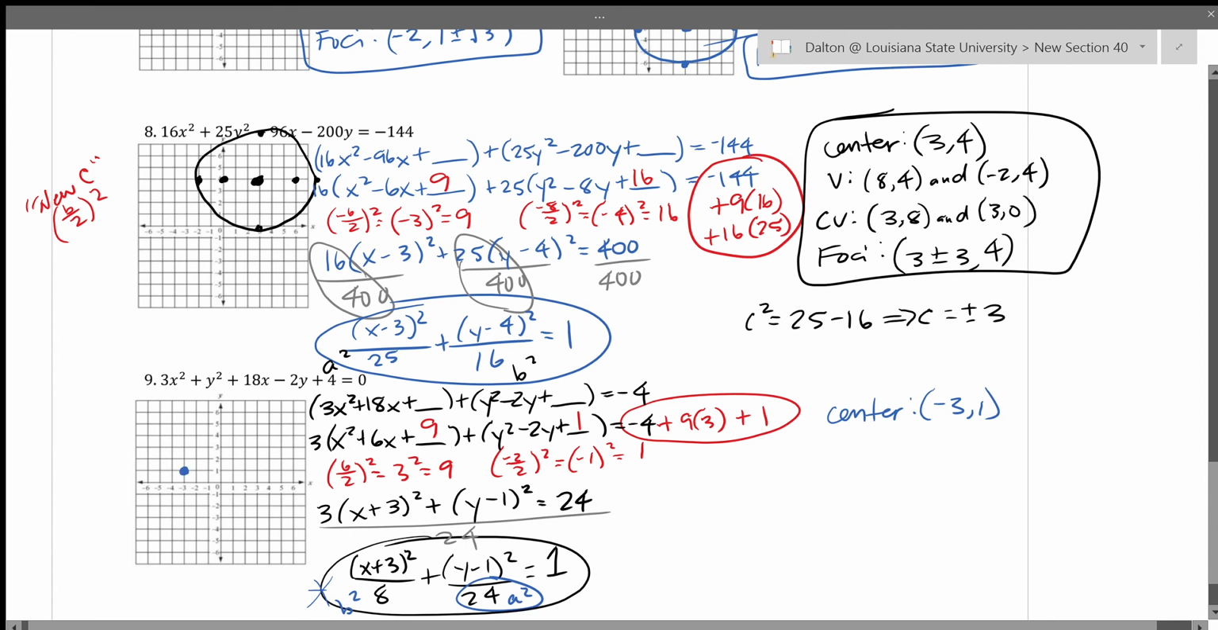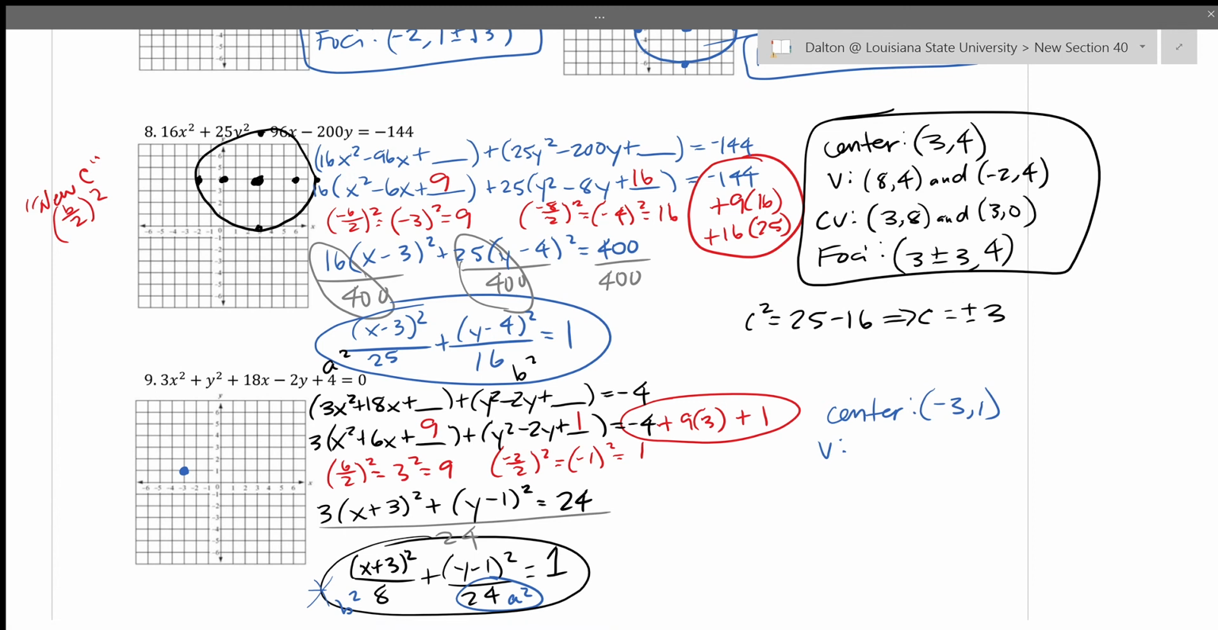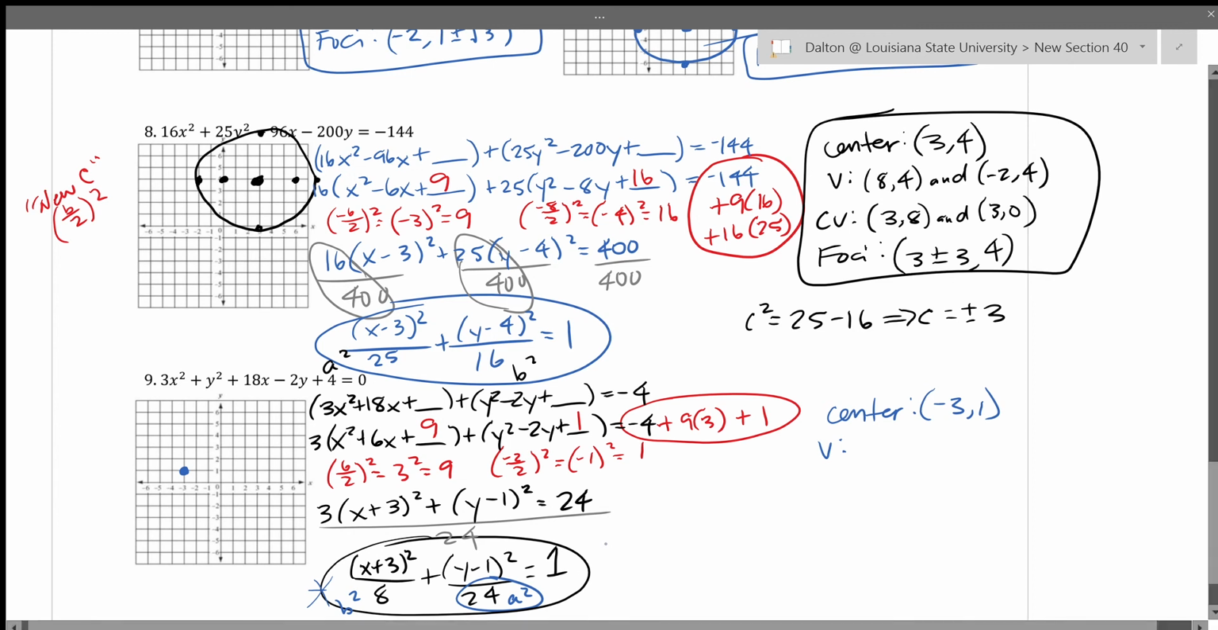And then here's where the vertices are going to be a little bit challenging because we're not just going to be able to graph them. Let's do the major ones first, the vertices. a squared is 24, which means a is going to be plus or minus the square root of 24, which we did earlier. If that can be written as the square root of 4 times the square root of 6, then that means a is plus or minus 2 square roots of 6.